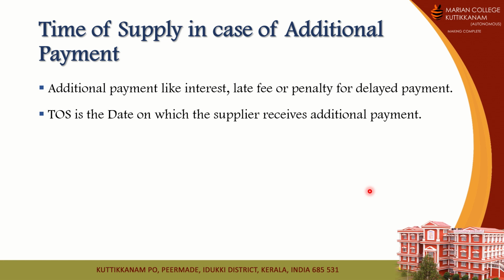So now we come to the last portion of time of supply of goods, that is in case of additional payment. In respect of the additional payment for any value of supply, like interest, late fee or penalty for delayed payment, the time of supply is the date on which the supplier receives the additional payment. The supplier supplies a particular good or product to the recipient, who receives the good, and the supplier receives an additional payment in the form of interest or any penalty or late fee. Only for that additional payment, the time of supply will be the date on which the supplier receives the additional payment of interest or late fee.